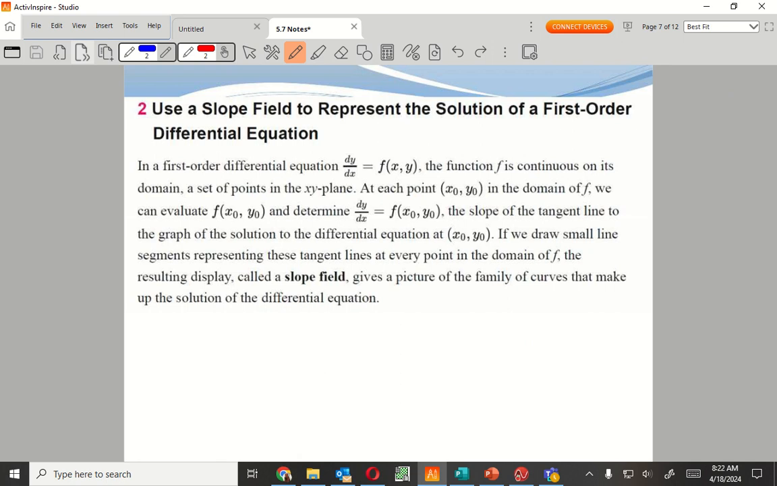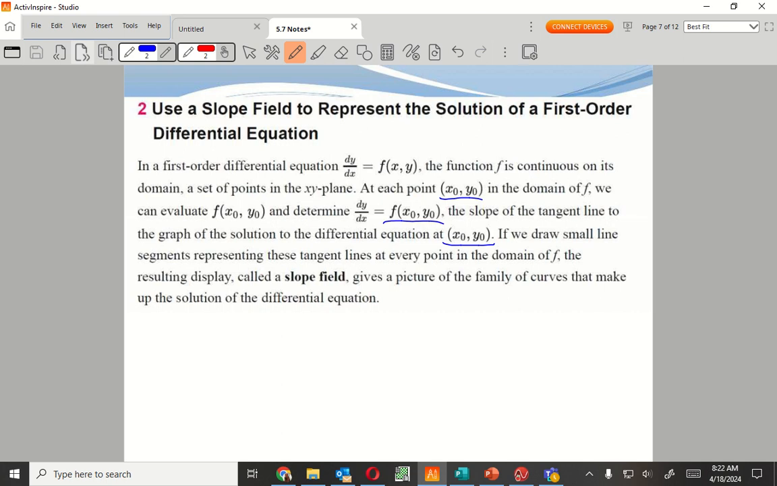Okay, so now what we got here, it says the first order differential equation of x and y, the function is continuous on its domain, set of points in the xy plane at each x and y. So these are for all the values of x and y in the domain of f. We can evaluate for those and determine the slope of the tangent line to the graph of the solution to the differential equation at a specific point. If we draw small line segments representing these tangent lines at every point of the domain of f, the resultant display is called a slope field. It gives a picture of the family of curves that make up the solution of the differential equation.